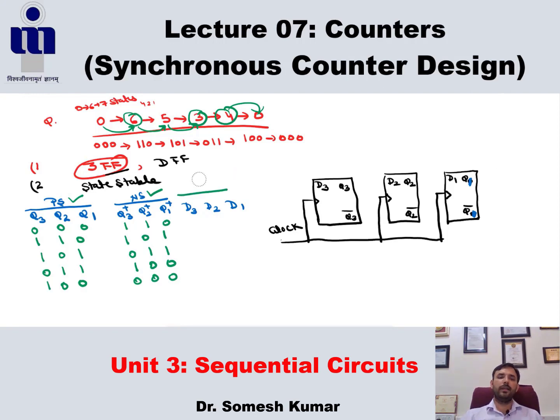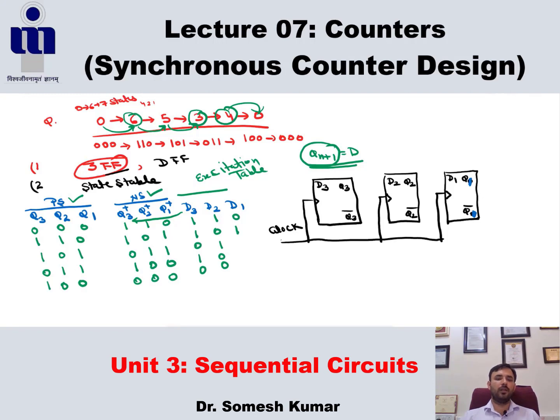So now we have to write the excitation table values of D flip-flops. You know, in the D flip-flops, Qn plus 1 is equal to D basically. Fine. So Qn plus 1 is the next state. So D3 becomes basically 1, 1, 0, 1, 0. What about D2? D2 becomes 1, 0, 1, 0, 0. What about D1? D1 becomes 0, 1, 1, 0, 0.